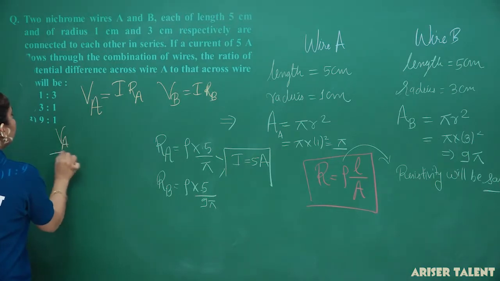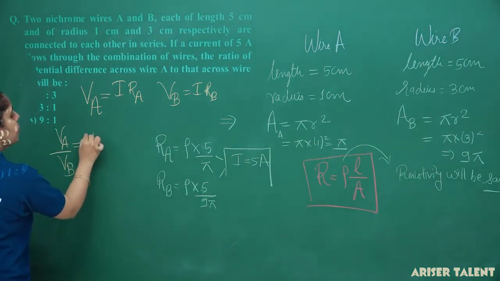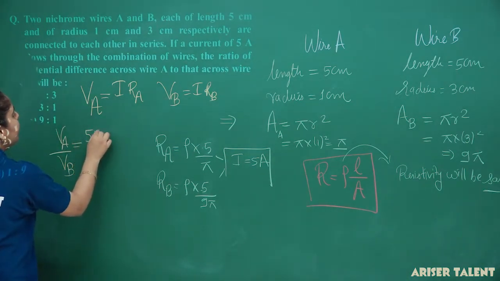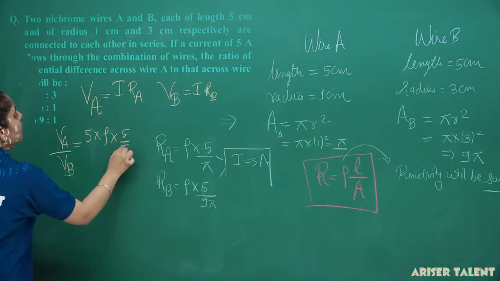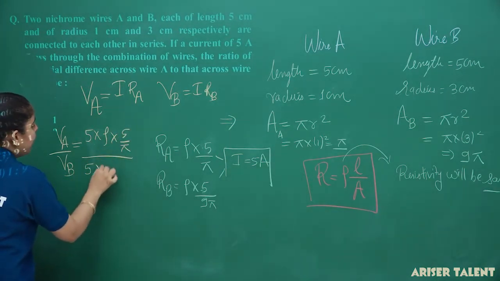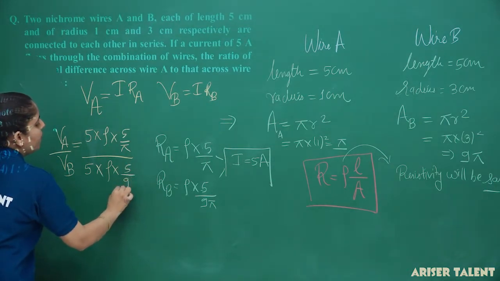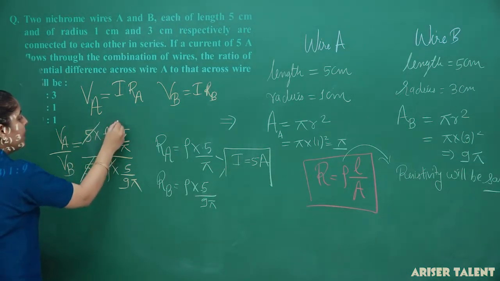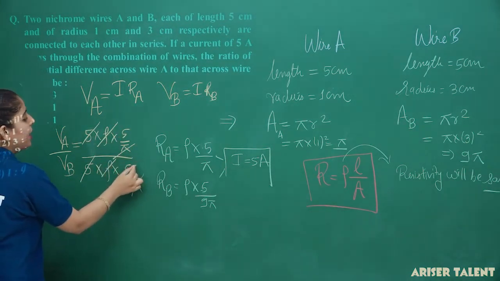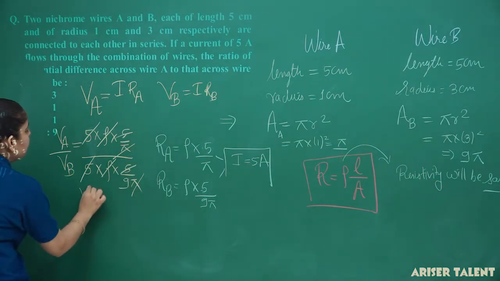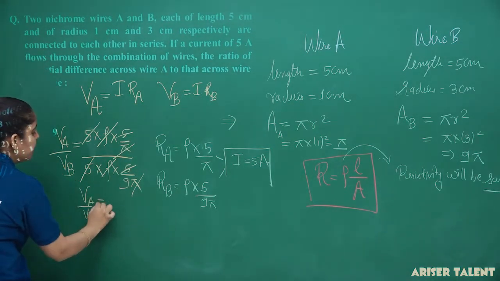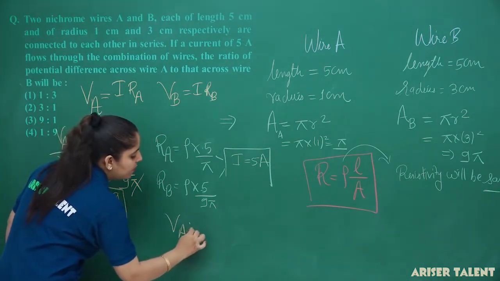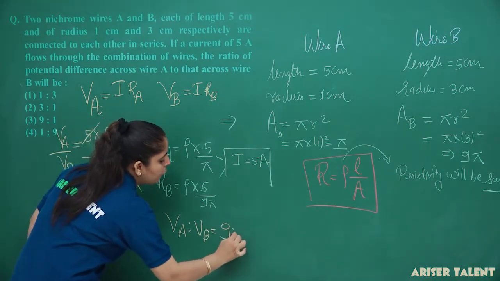So, this will be our potential in both the cases. So, VA upon VB will be equal to, value of current is 5 ampere in both the cases, 5 into rho into 5 upon pi, over 5 into rho into 5 upon 9 pi. Now, 5 will be cancelled by 5. Rho will be cancelled by rho. Pi and pi and 5 again will be cancelled. So, VA upon VB, 9 will be shifted in numerator, will be 9 upon 1. So, what is the ratio of potential between VA and VB? It came out to be 9 is to 1.